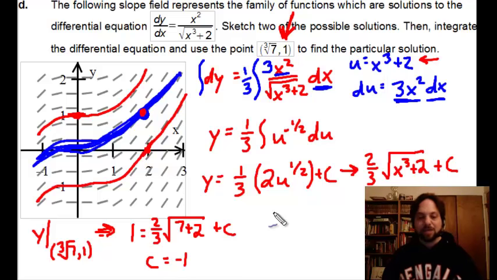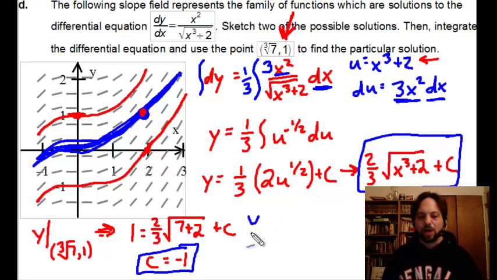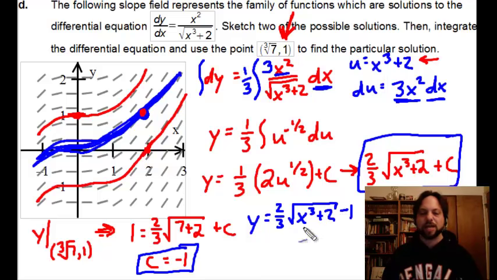And what does that mean? That means that my final answer, if I plug that c into this function right here, is that y equals 2/3 times the square root of x cubed plus 2 minus 1. Go ahead and run that function through your graphing calculator. See if it doesn't look a lot like this, what we have on the slope field.